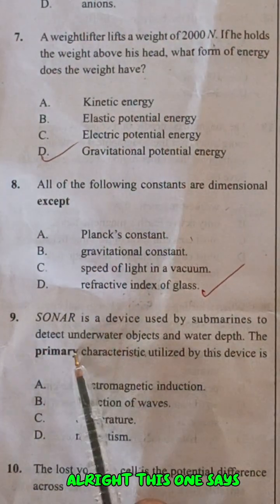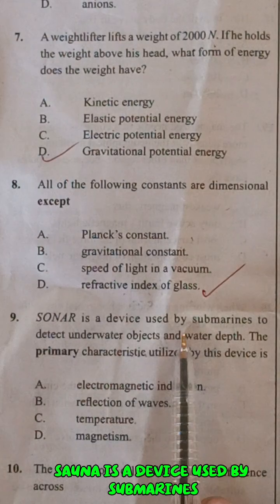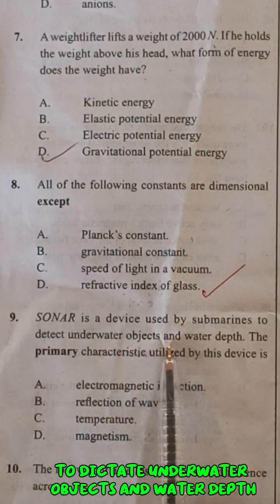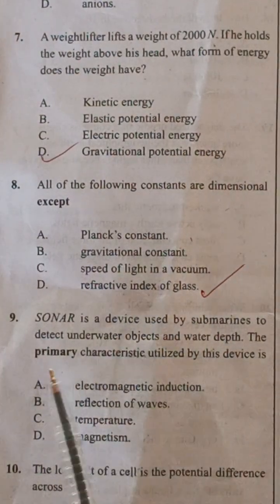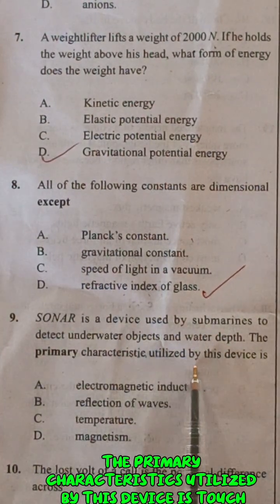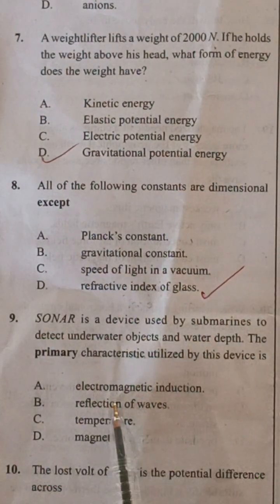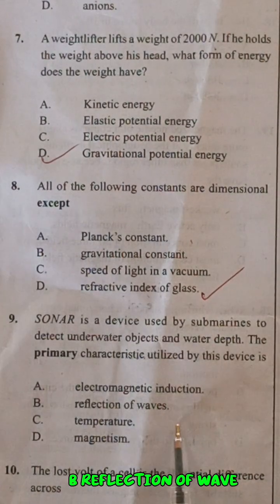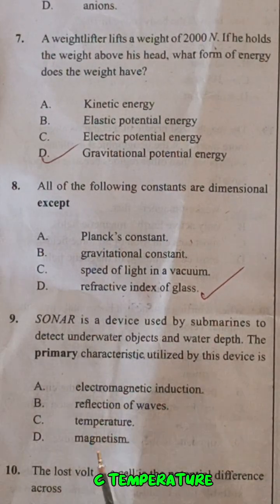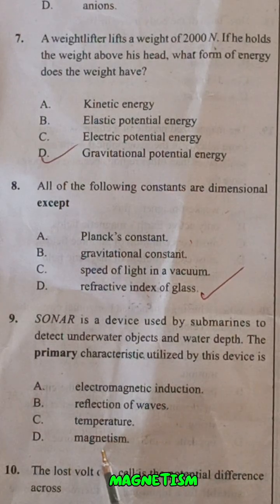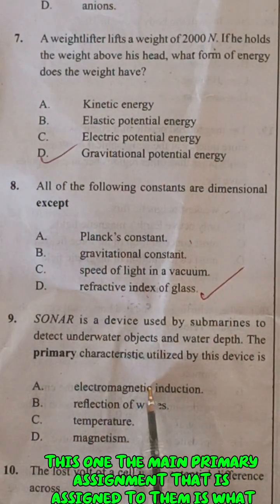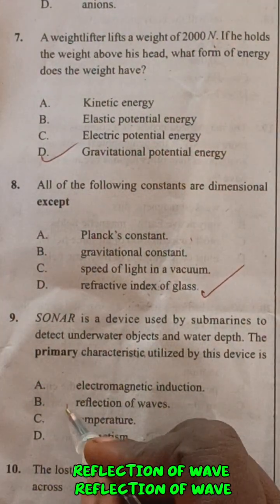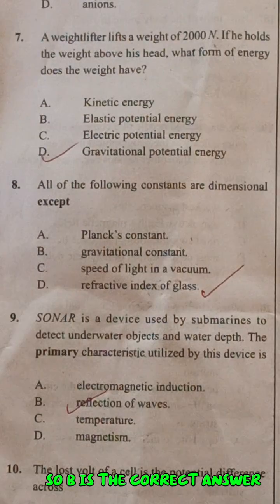All right. This one says sonar is a device used by submarines to detect underwater objects and the water depth. The primary characteristic utilized by this device is dash. A. Electromagnetic induction. B. Reflection of wave. C. Temperature. D. Magnetism. The main primary characteristic assigned to them is reflection of wave. So B is the correct answer.